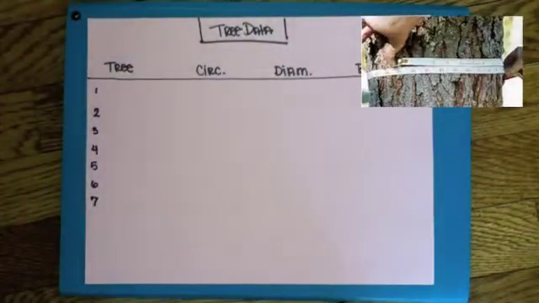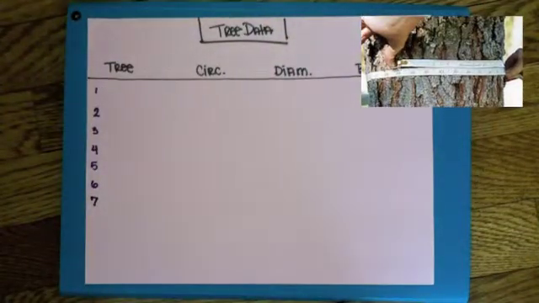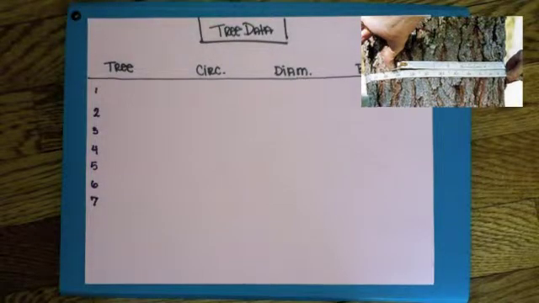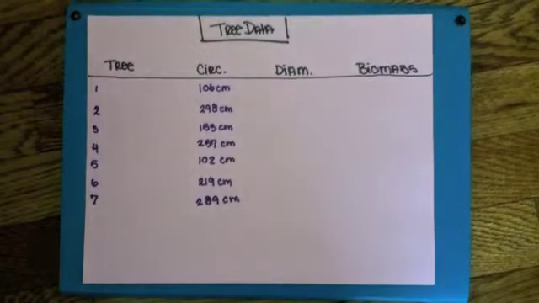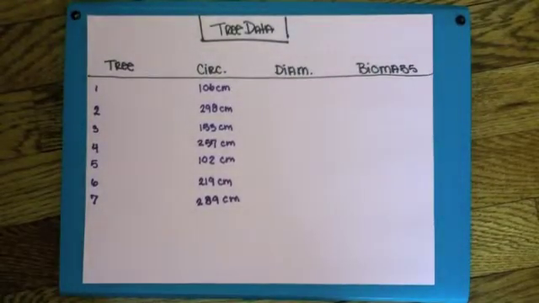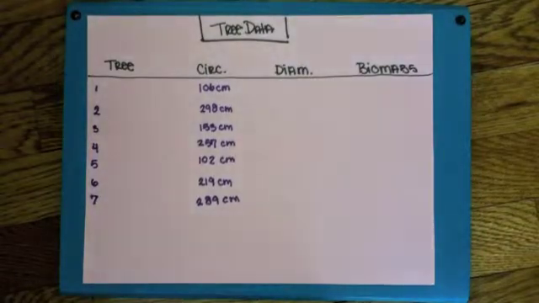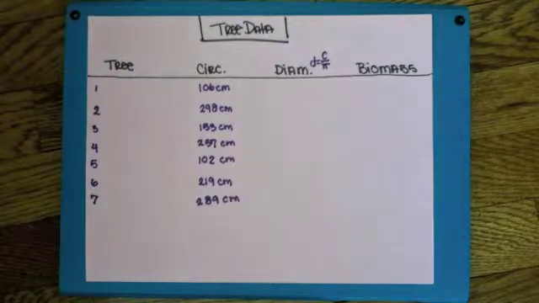This is the tree data that we collected in Prospect Park. We measured 7 trees, and tree number 1 was 106 centimeters, and tree number 2 was 298 centimeters. Tree number 3 was 155 centimeters, and tree number 4 was 257 centimeters. Tree number 5 was 102 centimeters, tree number 6 was 219 centimeters, and tree number 7 was 209.